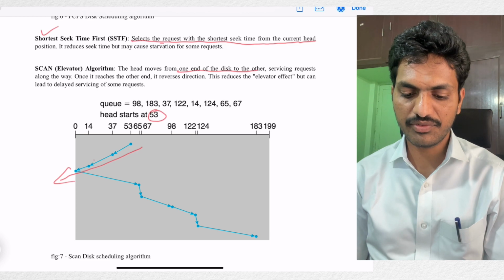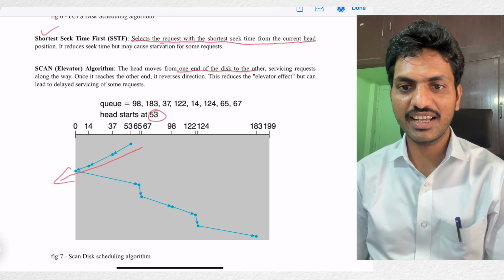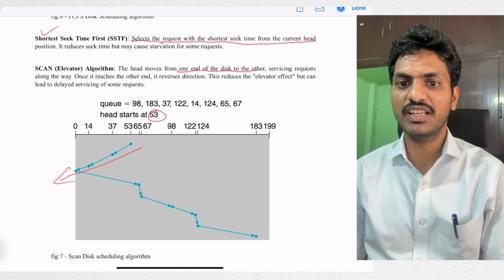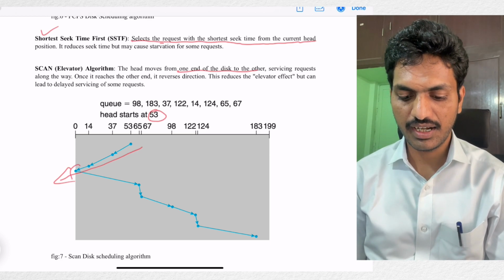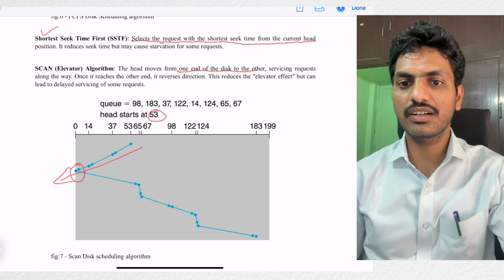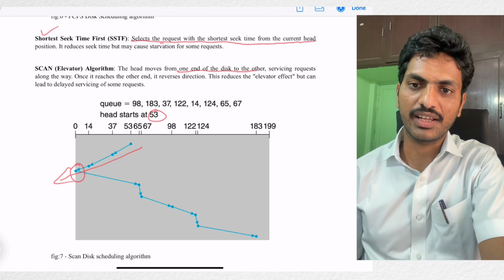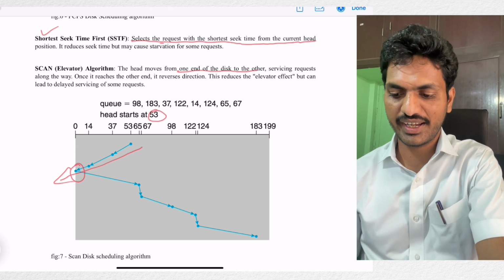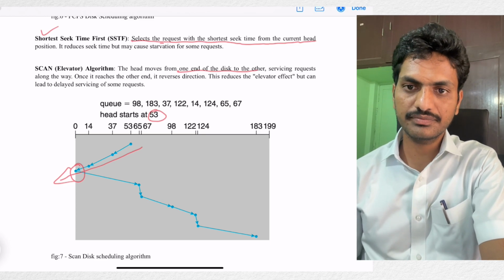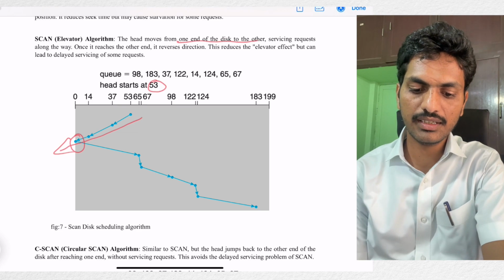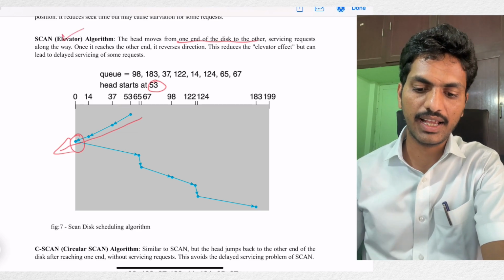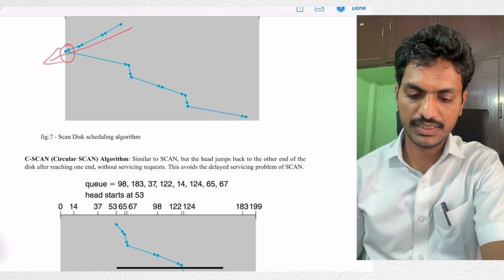So 37, 14 completed. And there is no request at zero, but it is still going to the zero. That is the disadvantage here. Unnecessarily going to the border, unnecessarily going to the ends. This is a waste of time. Okay. This is also called the elevator algorithm.